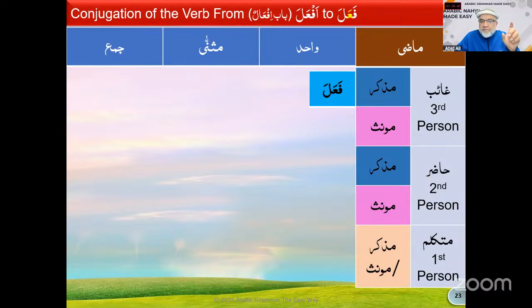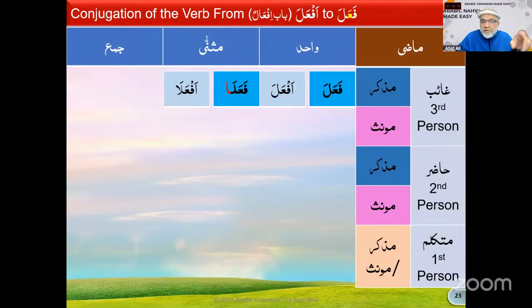If my If'āl is Af'ala, then Fa'ala will become Af'ala. And that's Siga number 1, meaning male, singular, third person. If the Thulathi Mujarrad was Fa'ala, then the Bab If'āl will be Af'ala.